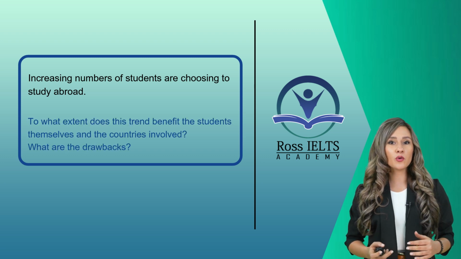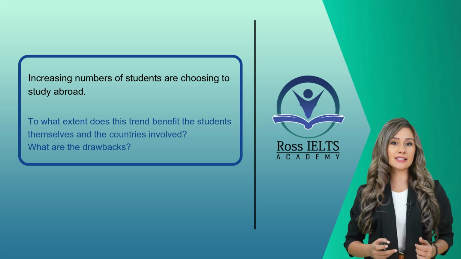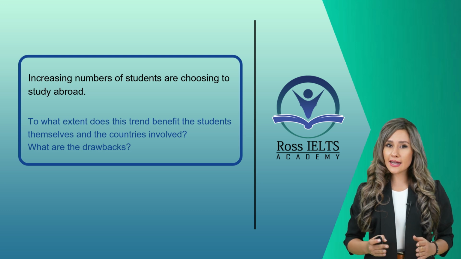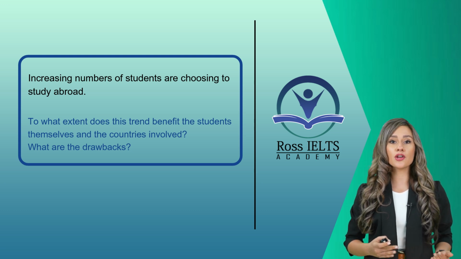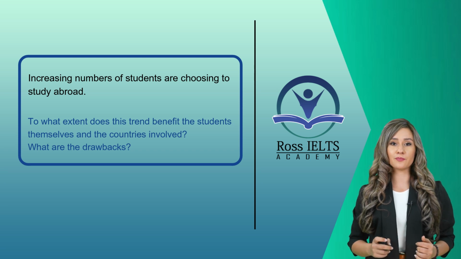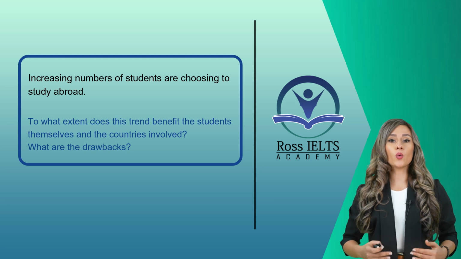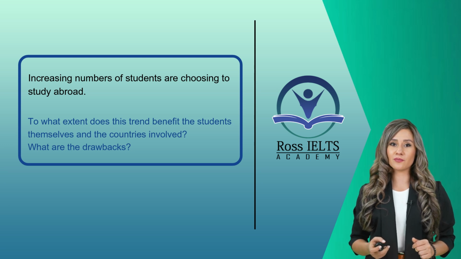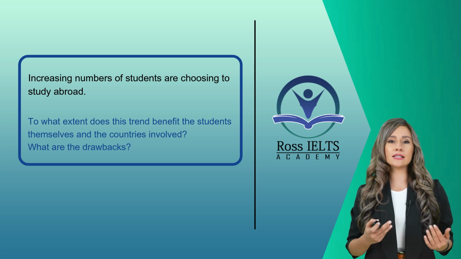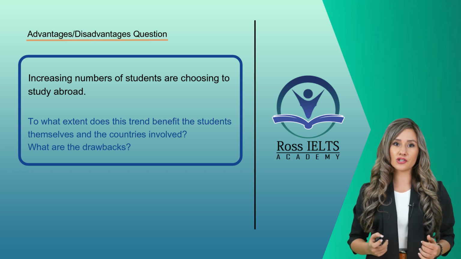Now the next part would be the question we are asked regarding this question statement, which says, to what extent does this trend benefit the students themselves and the countries involved? What are the drawbacks? So we are asked 2 questions about the given question statement. By reading it, we can distinguish the question type we are dealing with. So this is an advantages and disadvantages question.